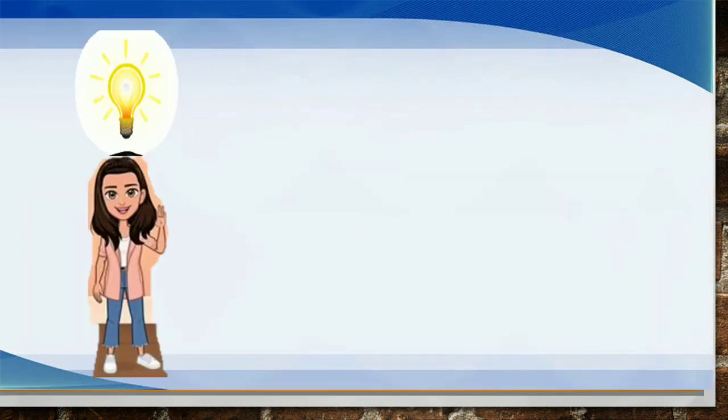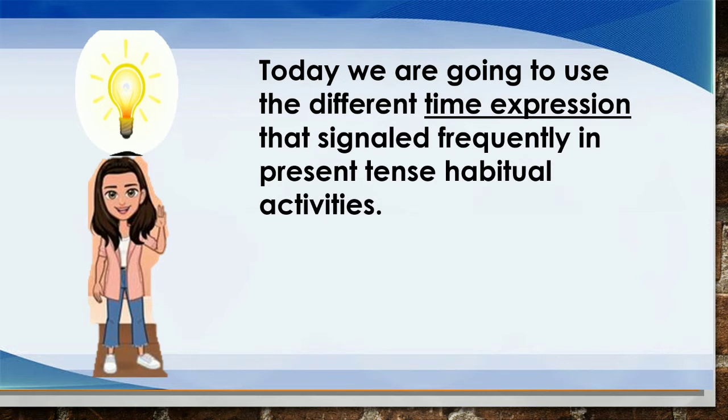So now we're going to use the different time expressions that signal frequently occurring present tense habitual activities. Try to focus on the different pictures. The boy, or he, prays for his family every night. What word has an underline and what word is in bold letters? Okay, let us leave that.